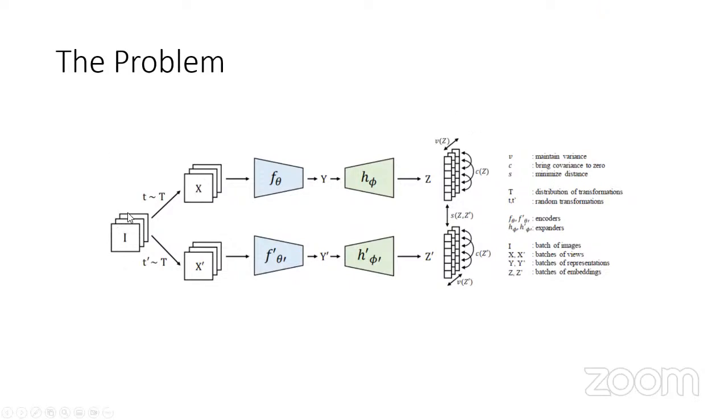So we have our data distribution and we sample two sets of images, say X and X dash, which are similar, but we apply different augmentations, like cropping and different color schemes. So they look different, but we want to recognize the same features in both of them.